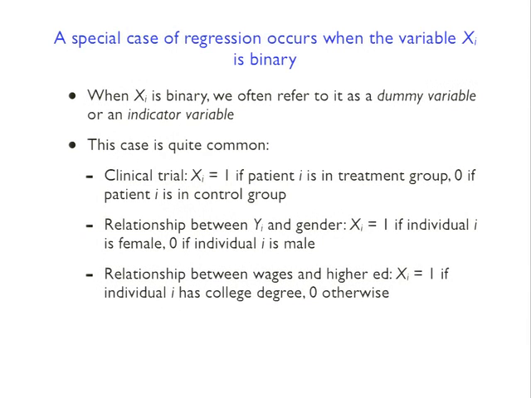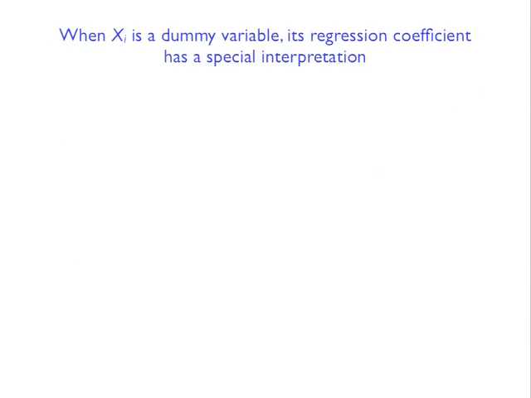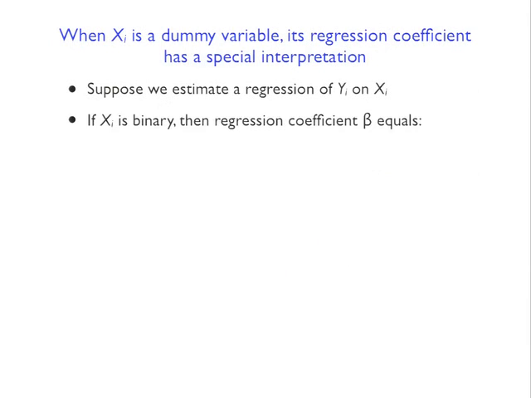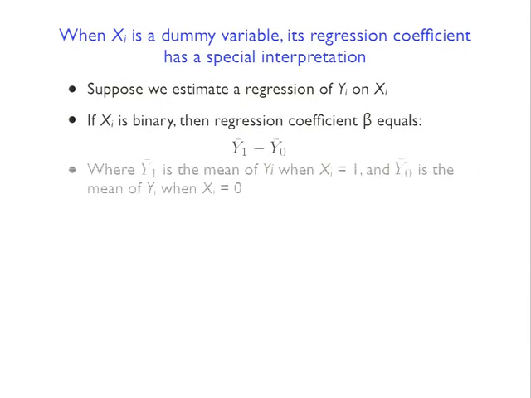When it's a binary variable, when it's a dummy variable, it turns out the regression coefficient has a special interpretation. If we estimate a regression of y on x, and x is binary, then the regression coefficient beta is going to be equal to the difference in means between the two groups. In this expression, y bar 1 minus y bar 0, y bar 1 is the mean of y_i when x_i is equal to 1, and y bar 0 is the mean of y_i when x_i is equal to 0.